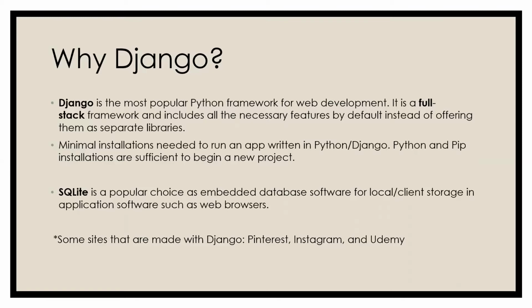Django is a library within Python. So just installing the latest version of Python, which is 3.8, was good enough. And also pip installations took care of the packages and dependencies needed to run our app. Also, SQLite is Django's default database, but other SQL frameworks are compatible with Django, such as Postgres, which we want to learn more about. Some sites that are made with Django are Pinterest, Instagram, and Udemy.